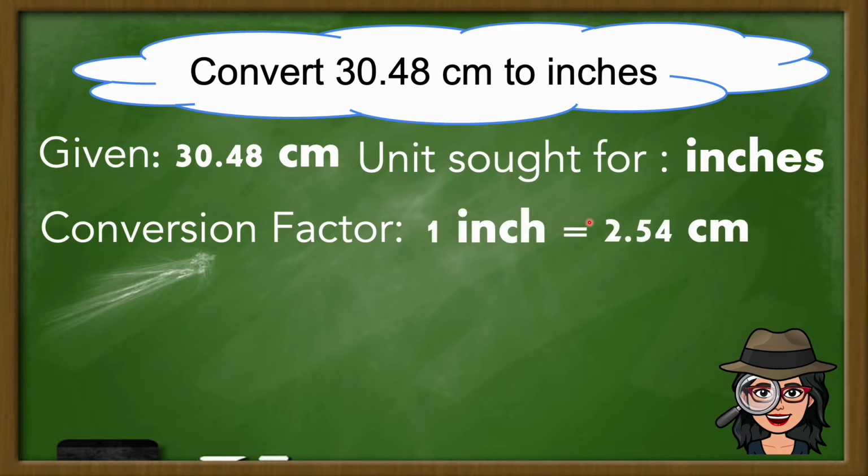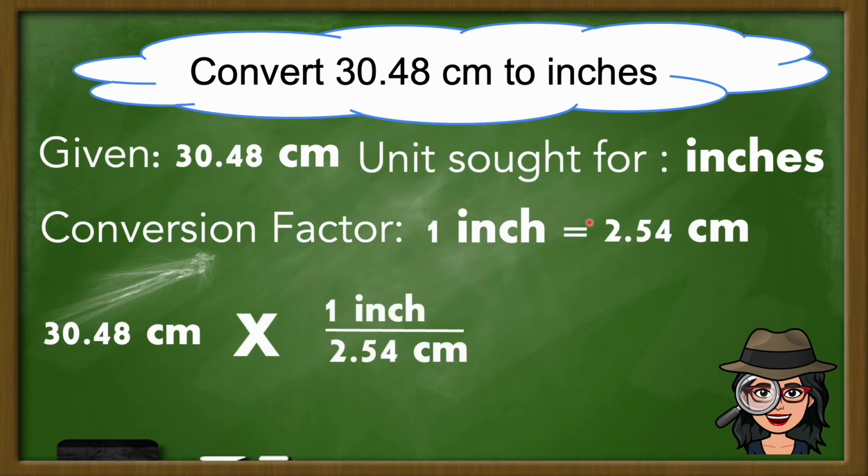1 inch is equal to 2.54 centimeters. So 1 inch is equivalent to 2.54 centimeters. That will be our conversion factor. So we will proceed with our equation. 30.48 centimeters multiplied by 1 inch divided by 2.54 centimeters.